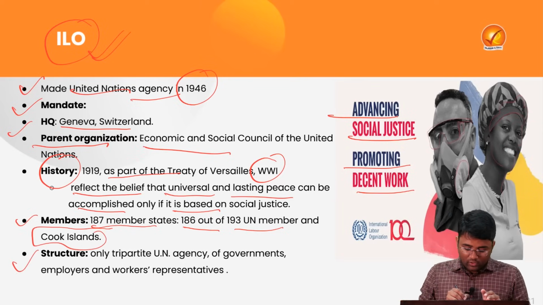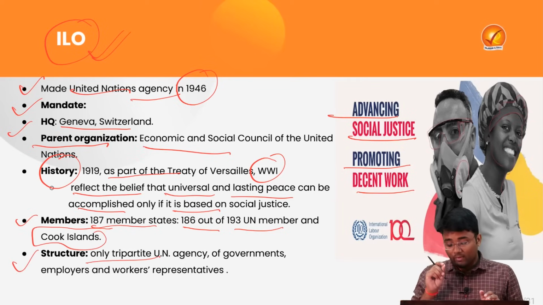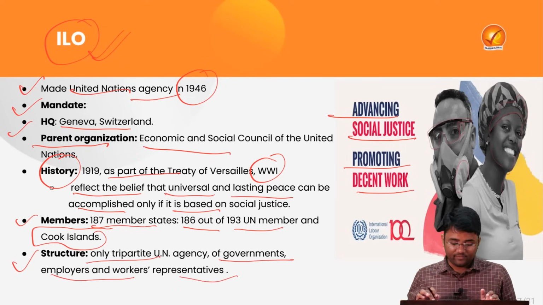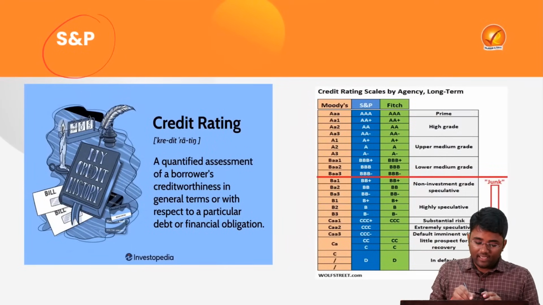The structure of ILO is that it is the only tripartite UN agency, where governments, employers and worker representatives are the stakeholders in this organization. Now, the next topic is S&P.